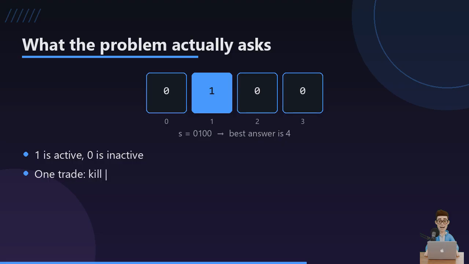One trade. Nuke a bounded one run, then flood a bounded zero run. The subtlety everyone understates is that both operations must be bounded on both sides, which is exactly why the guard ones on the ends matter. Skip the guards and your boundary runs silently become ineligible or eligible incorrectly. That's the whole ball game.